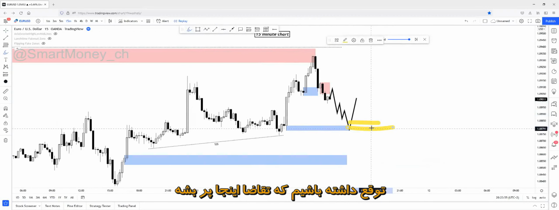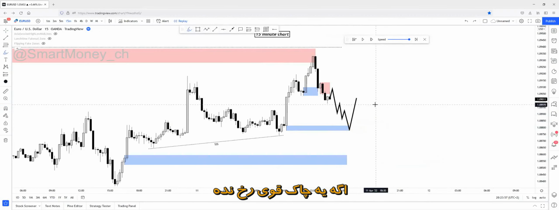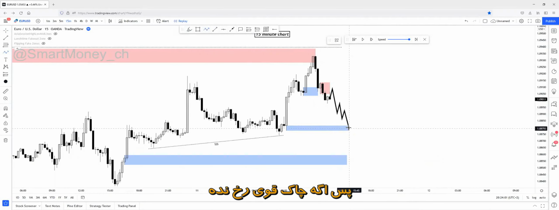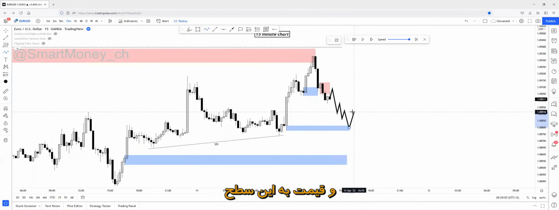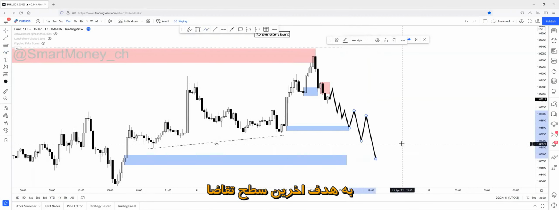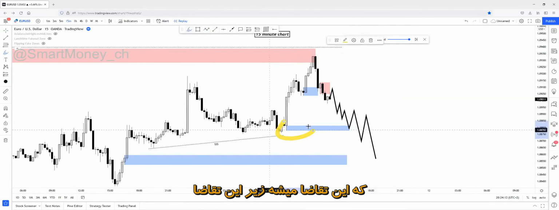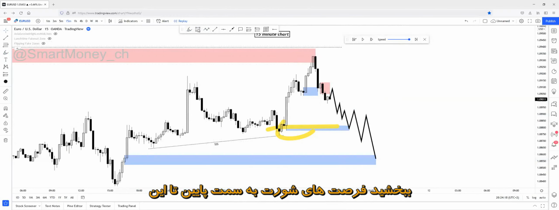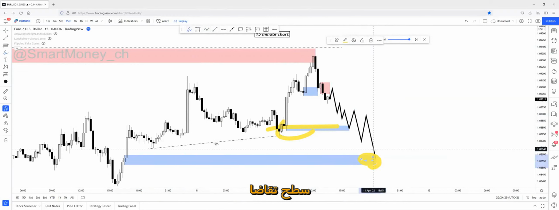If a strong change of character happens right here on this demand zone, then we'll be able to execute a demand trade right here. If the strong change of character can't happen, then we can expect the continuation of the bearish order flow. Let's say price steps into the supply zone and reverses to the downside, then we'll be able to execute short opportunities down to this less recent demand zone below this demand zone.